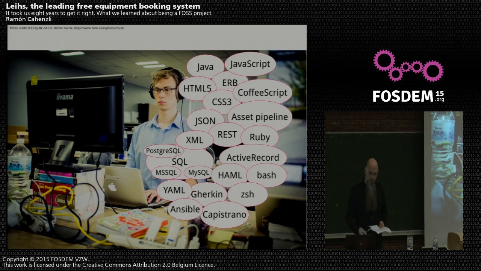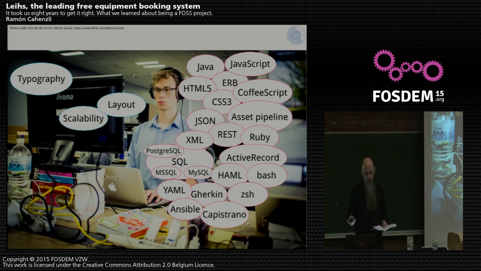So you have these many, many technologies. You have the asset pipeline. You have Ruby Active Record, et cetera, et cetera. Then maybe you have some deployment scripts. You have Capistrano. You need to know Bash and a little bit of Linux and stuff. So this is his world.